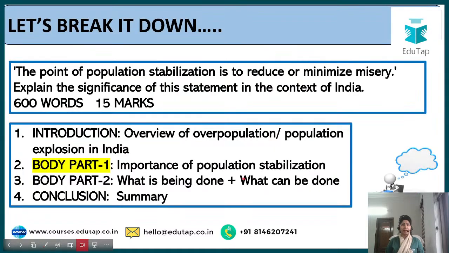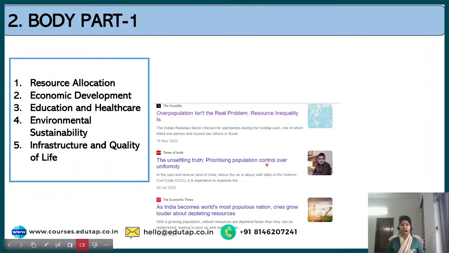In the Let's Delve Deeper section, we'll talk about the points on why population stabilization is important for India. We have given the basic overview of the harms of overpopulation, or population explosion generally, why it is harmful. Then you have also said that the government is focusing on it and a new committee is about to be formed. Now let's focus on what is the importance of these measures or this stabilization in detail. We'll be focusing on these aspects under 5 subheadings. The first one is resource allocation, the second is economic development, the third is education and healthcare, the fourth one is environmental sustainability, and the fifth one is infrastructure and quality of life.